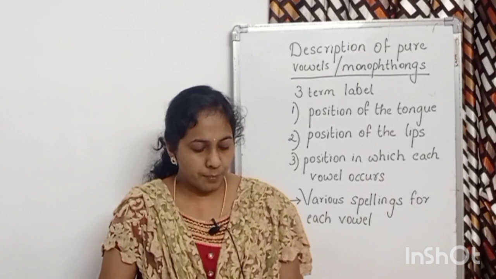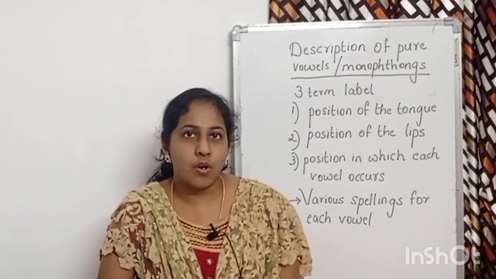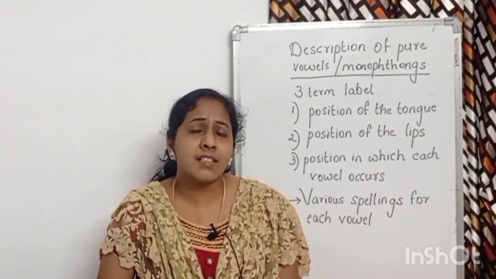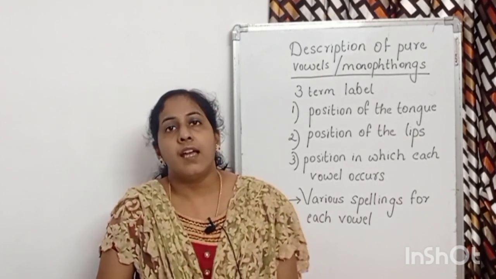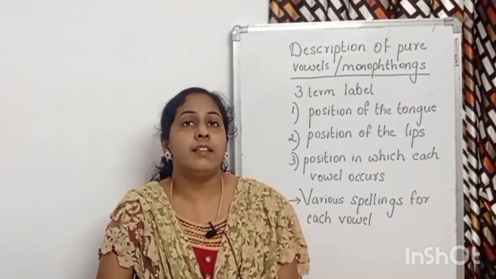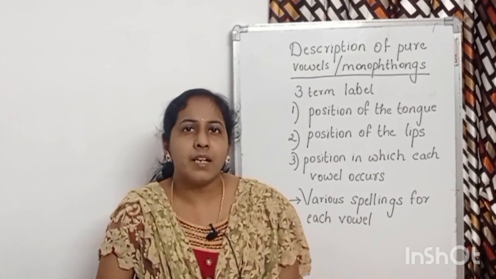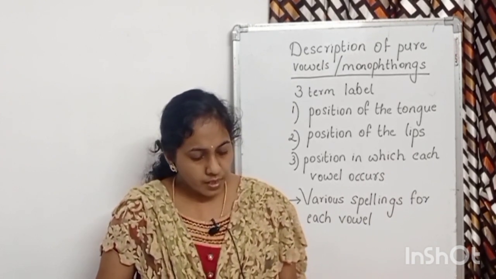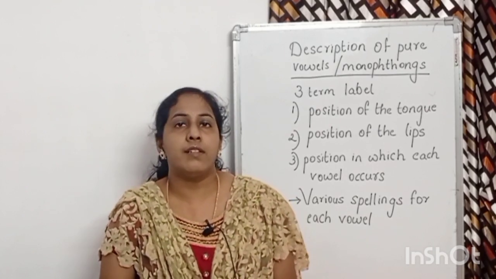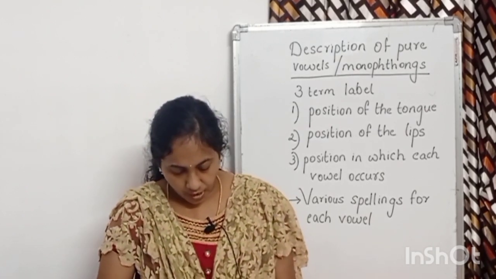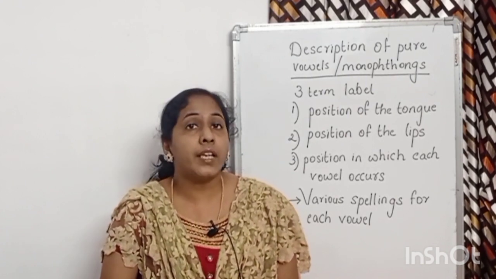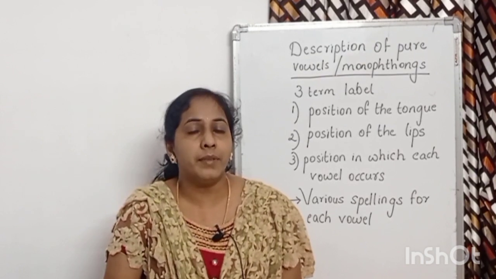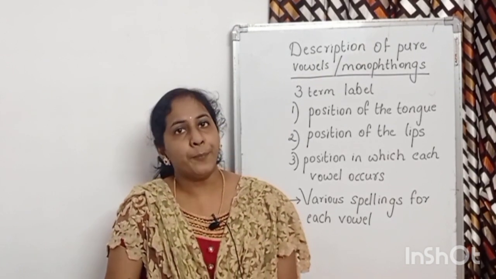Now, we came across pure vowels and monophthongs, and we related it to a diagram. Today we have to see the description of pure vowels and monophthongs. Again, we learn it with the help of a diagram, otherwise it will be difficult for you to understand. So, description of pure vowels or monophthongs. We describe vowels with a three-term label for each. We learn it with a three-term label: monophthongs or pure vowels.